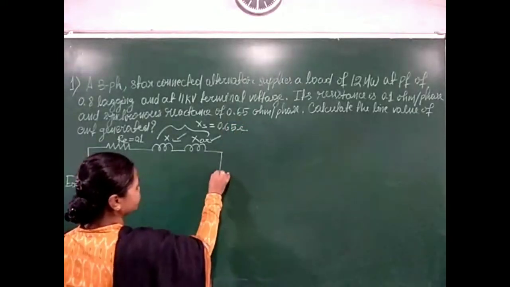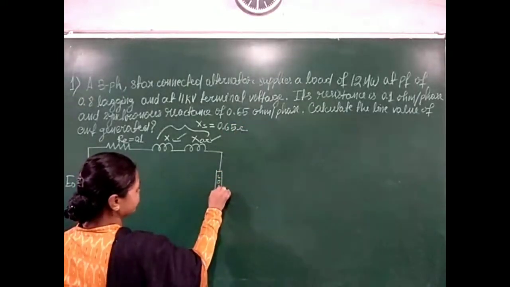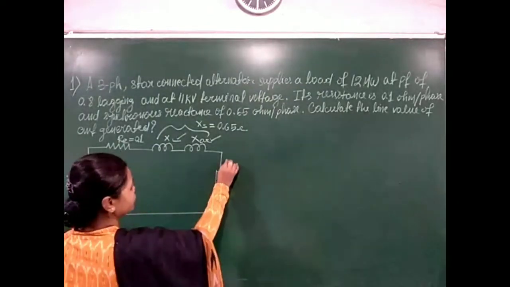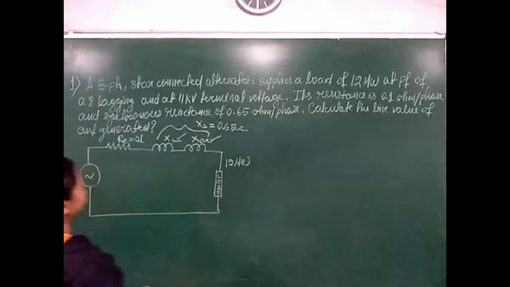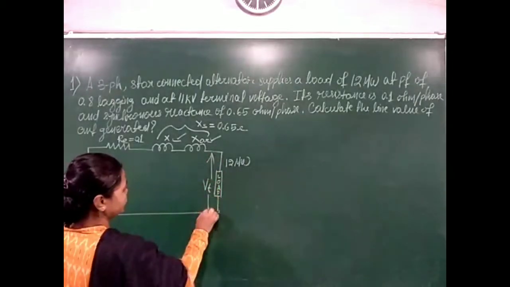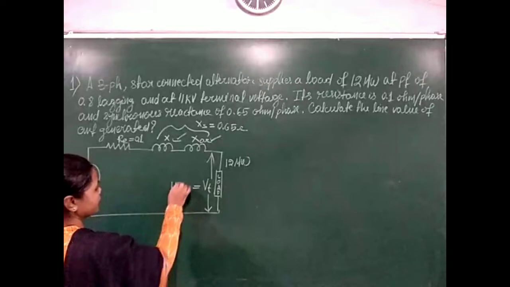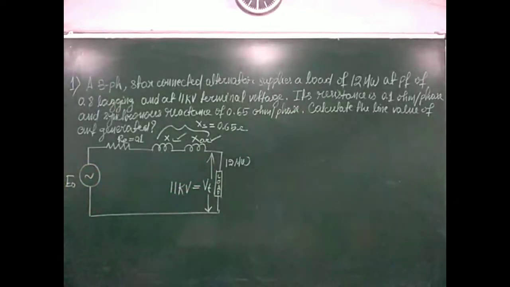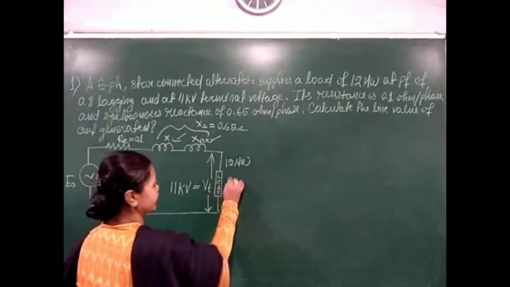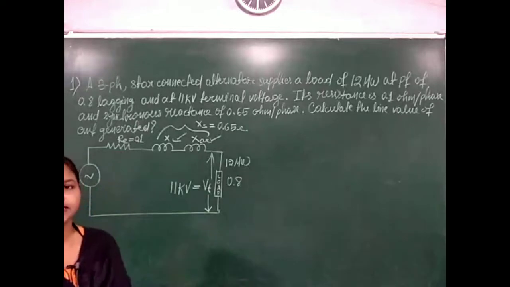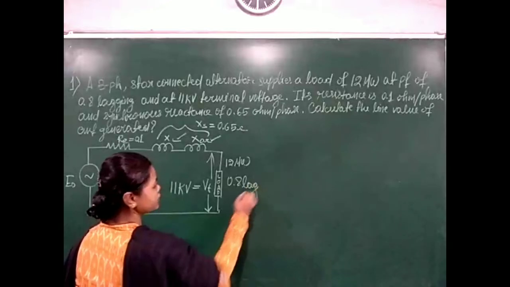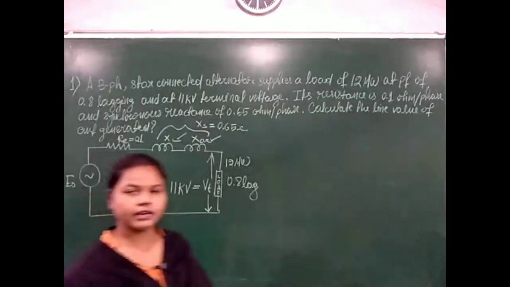and a load is connected across this three-phase alternator. It is of 12 megawatt and the terminal voltage, that is VT, is 11 kV. These data are given, and the power factor of the load is 0.8 lagging. It means my load is inductive. It is of lagging power factor. So based on this data, first you draw the phasor diagram.